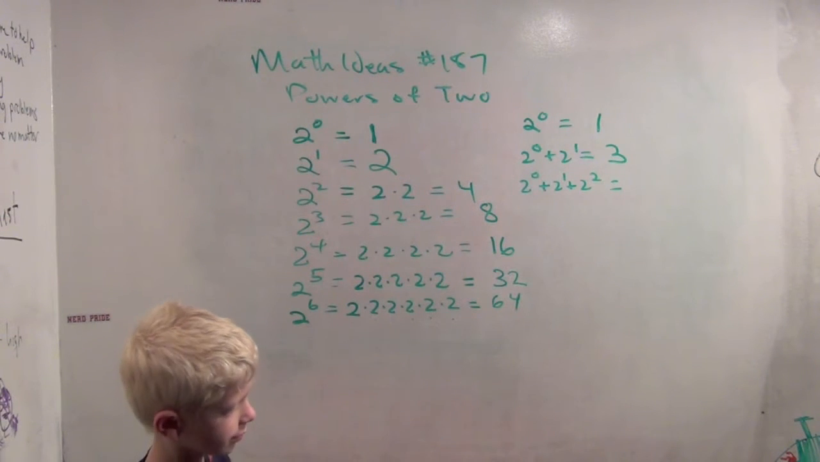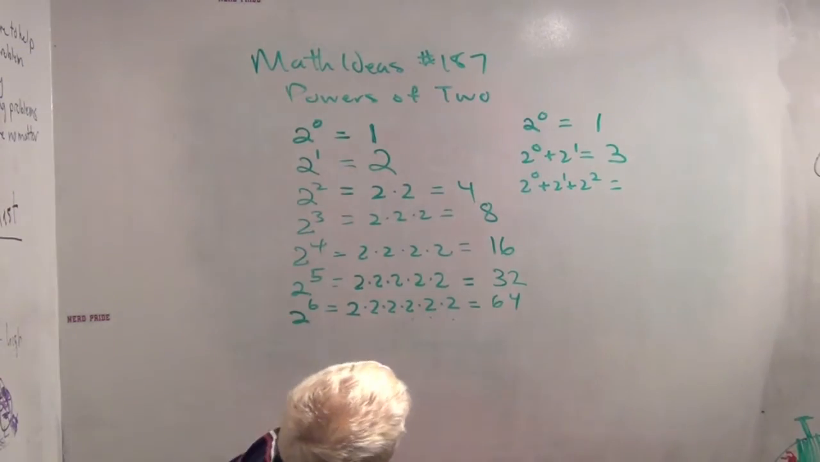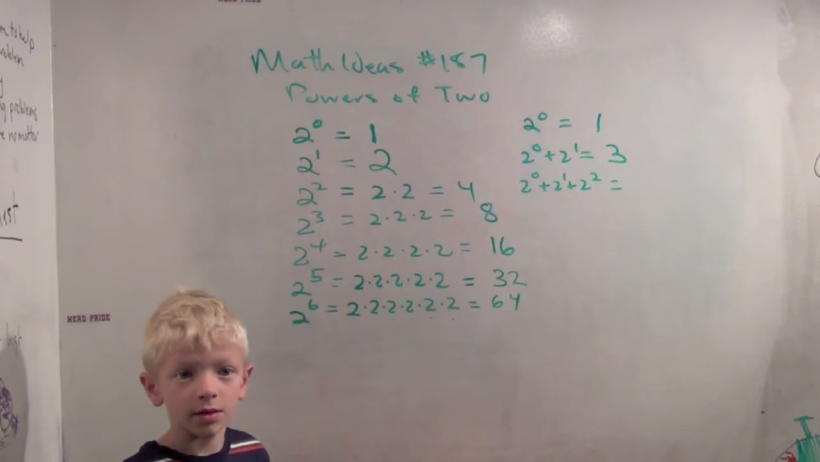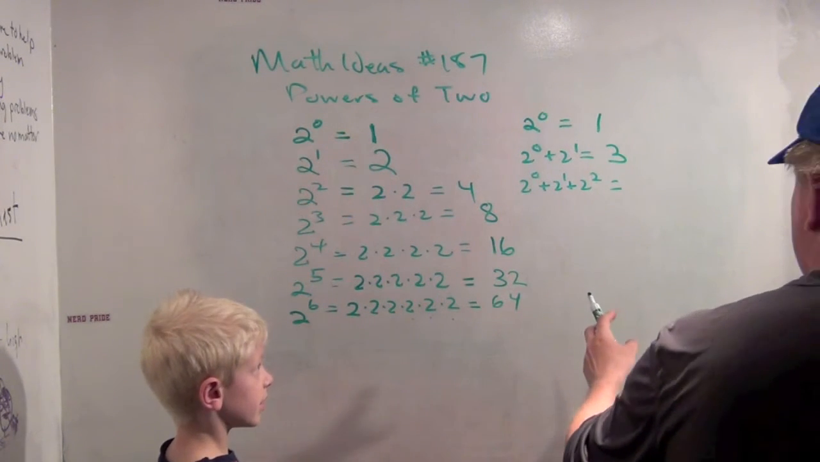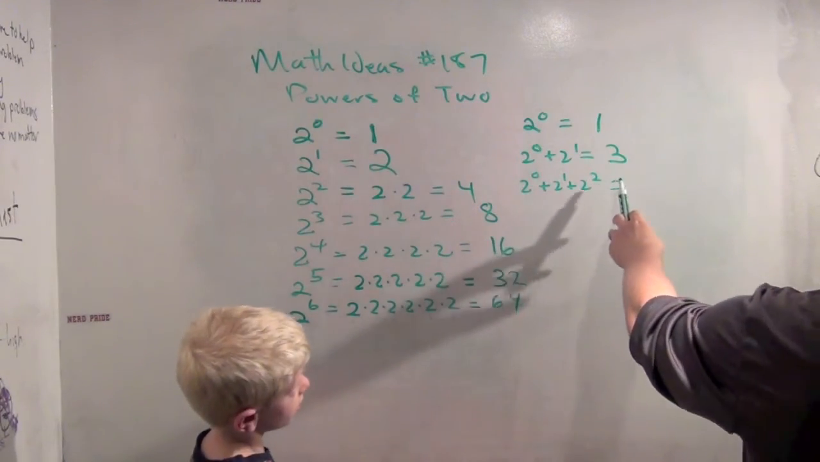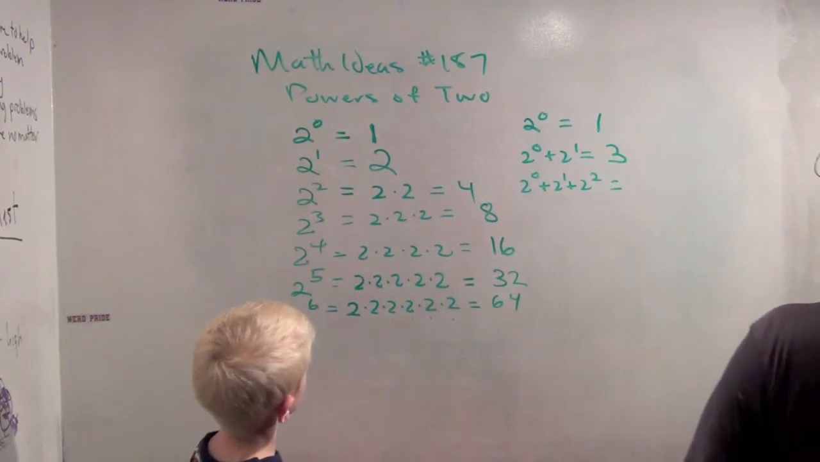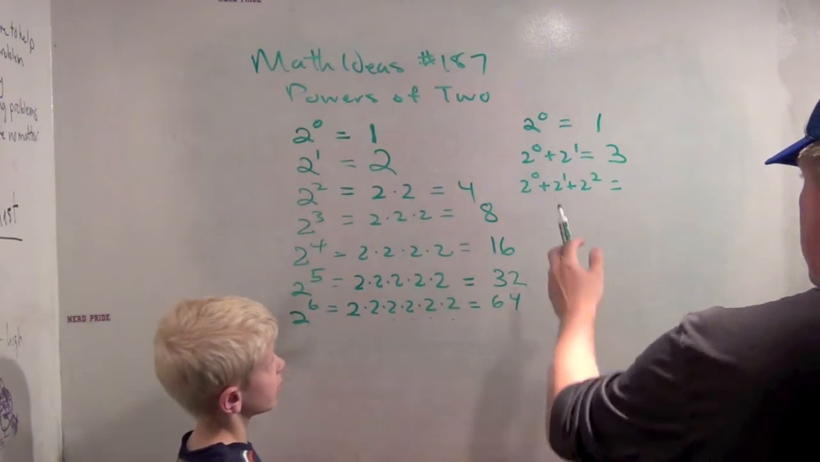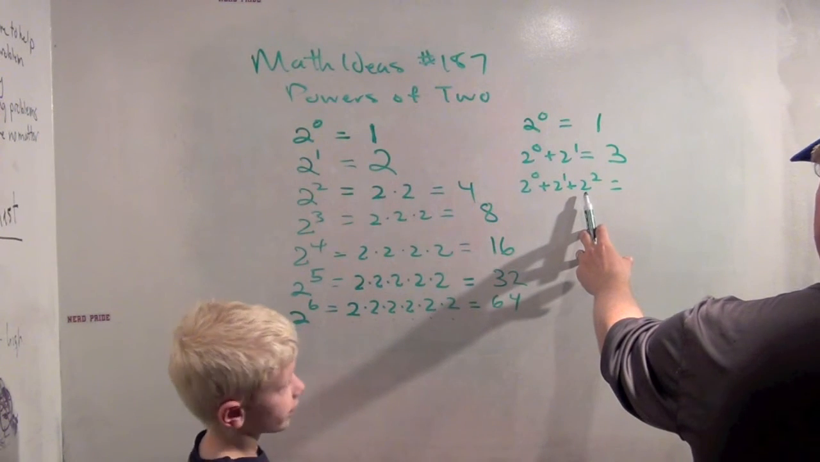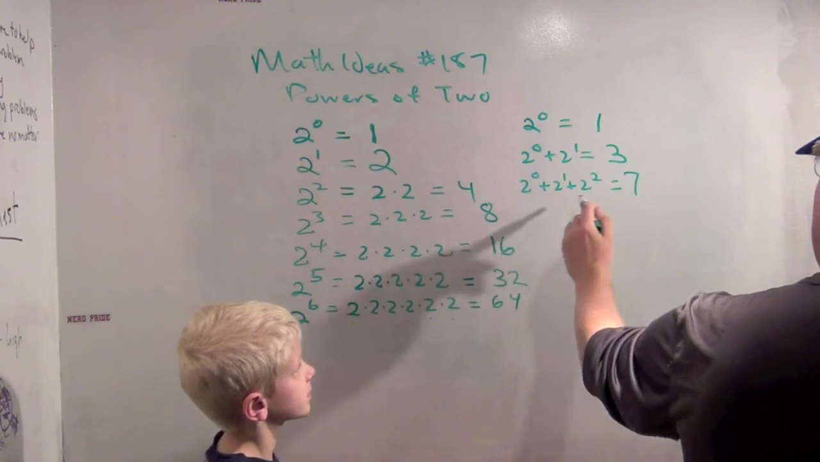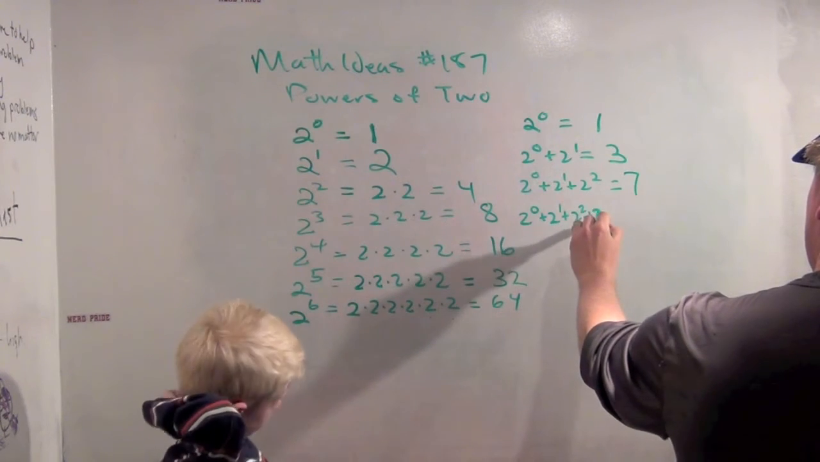Oh, I'm sorry. I was looking at this, but I said the wrong thing. 1 plus 2 plus 4. 1 plus 2 is 3. Plus 4 is 7. 2 to the 0 plus 2 to the 1 plus 2 squared plus 2 cubed.